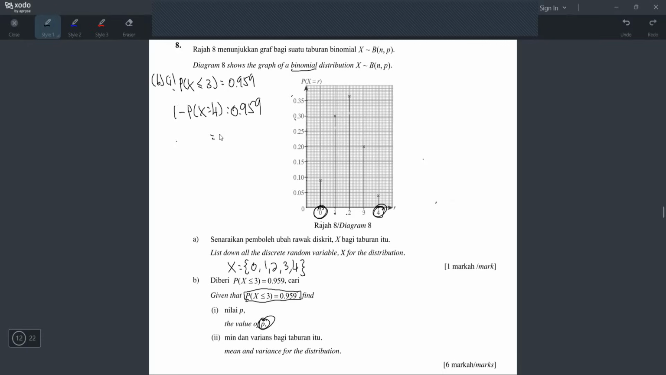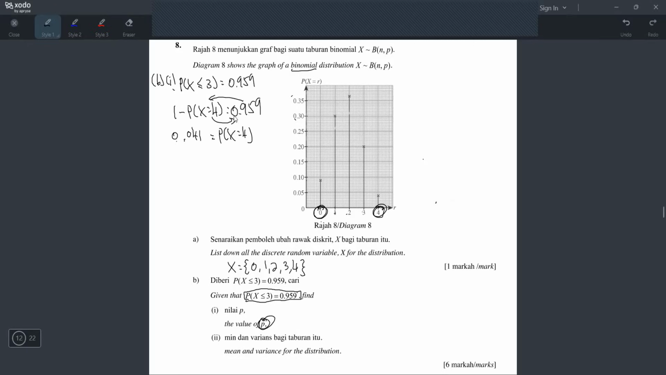But how to find my P(X=4)? I will just move this P(X=4) to here so that it becomes positive, and then this one I move there, becomes minus. So now I will press 1 minus 0.959. When I press this, I will get 0.041. Wait, is it 0.041 or 0.41? 0.041. So this is the probability for P(X=4), right?